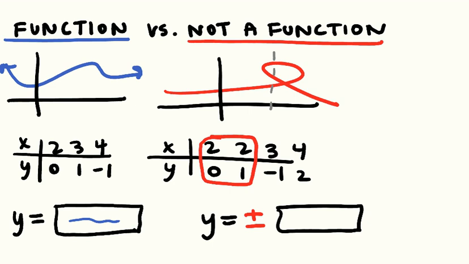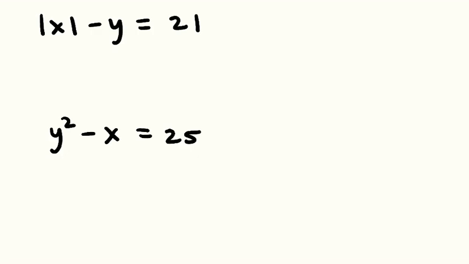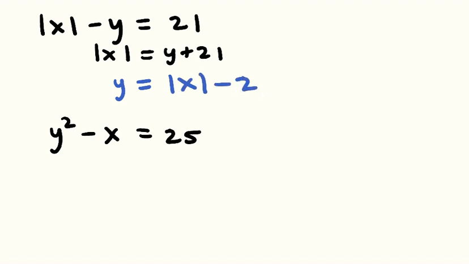So, for example, here's a couple. Usually they're going to write these equations implicitly, which means that x and y are just kind of commingling on the same side of the equation. So you'd have to do a little bit of work to solve for y. I'll just tell you this first one is going to be a function. I'm going to add y to both sides, and I'll have absolute value of x equals y plus 21. If I wanted to solve for y by itself, I could say y equals the absolute value of x minus 21. I see no plus minus in there. I'm good to go.